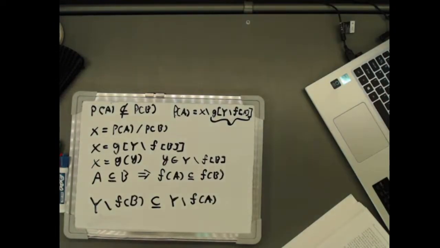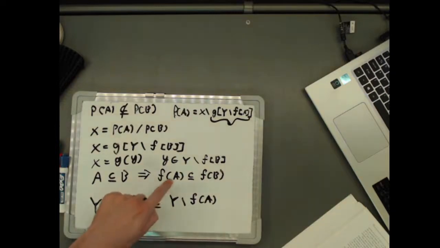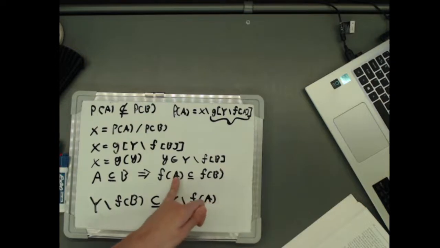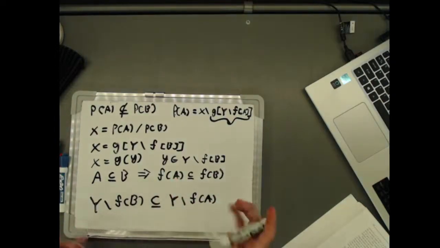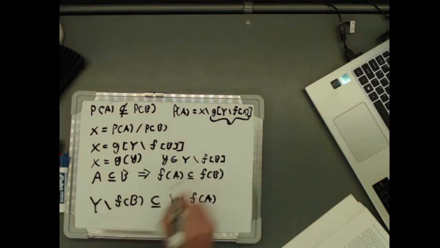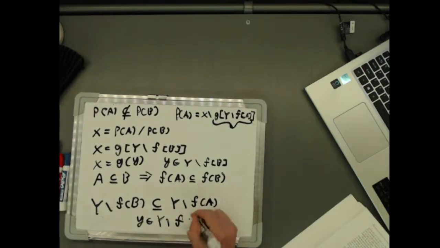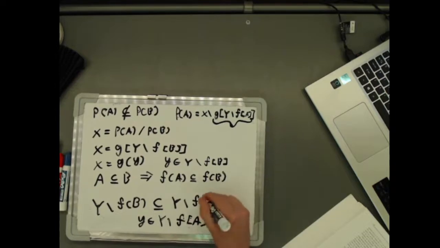That makes everything in F of A equal to F of B. Contrapositive: if it's not in F of B, it's not in F of A. That can get you this handy function, which you use because it's a subset. That means y is an element of Y minus F of A.